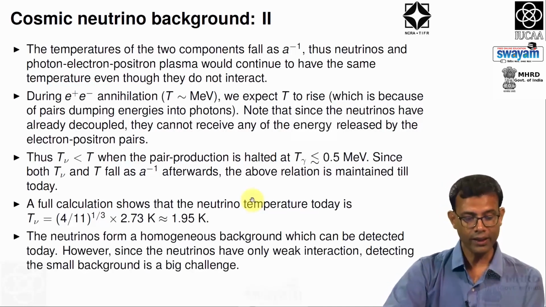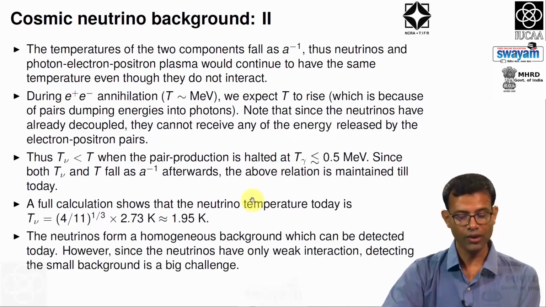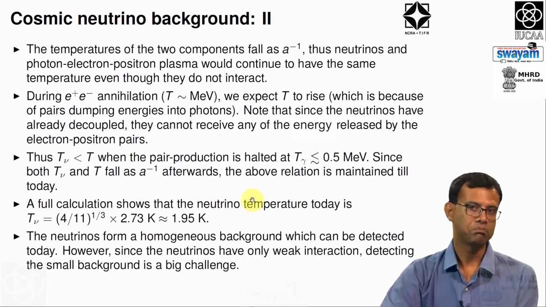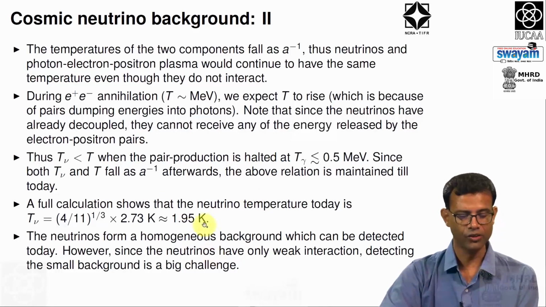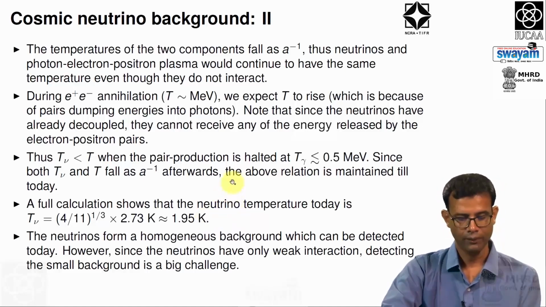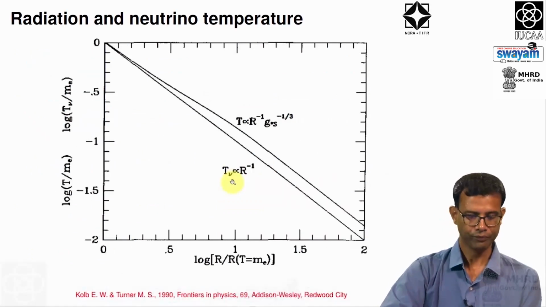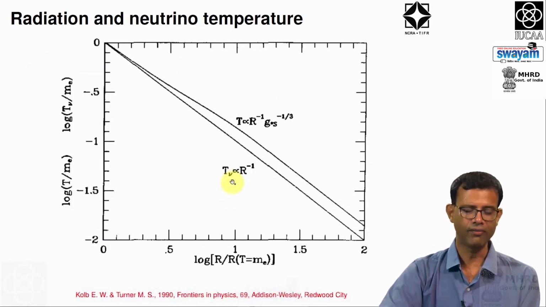So, in principle the neutrinos form a homogeneous background just like the radiation, which can in principle be detected. But since the neutrinos interact very weakly, the detection of this background is a big challenge, and the fact that the temperature is smaller is also one thing. On top of that, the neutrinos interact so weakly that it is very difficult to detect that background, but it is there.